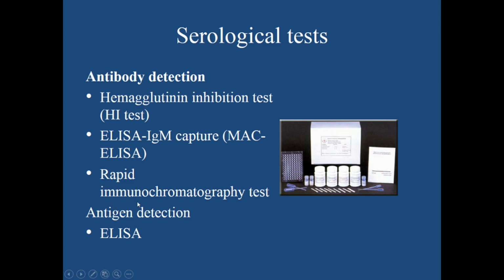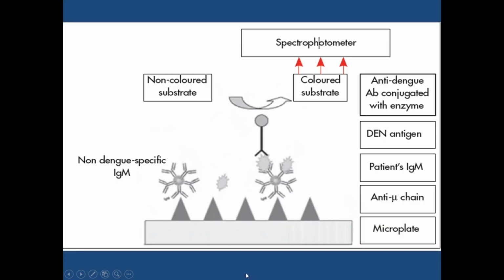A rapid immunochromatography test can also be done. This test is available for detection of the non-structural protein 1 of the dengue virus. Antigen detection can also be done through ELISA for the non-structural protein, as well as by the rapid immunochromatographic test. So this is the ELISA method, the IgM capture.